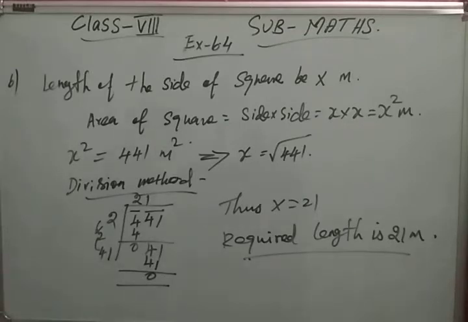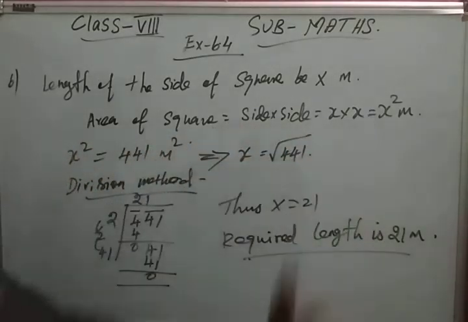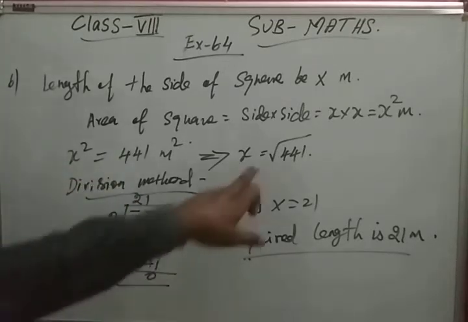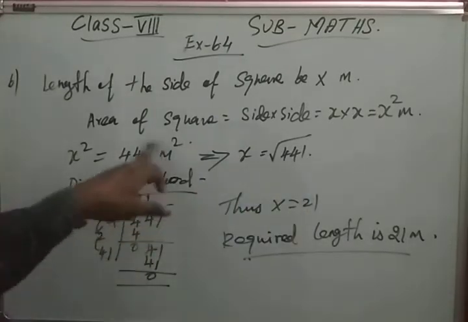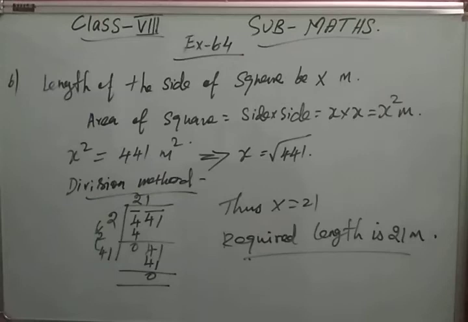Read the question again. Find the length of the side of a square whose area is 441 meter square. According to that, we have taken the length of the side of the square as x meter, and the area of the square is side into side, which is x into x, x square meter. Then x square is equal to 441 meter square, as given. When we take the root, x is equal to root of 441. Then by the division method we have got x is equal to 21. That's why we have written the required length is 21 meter.